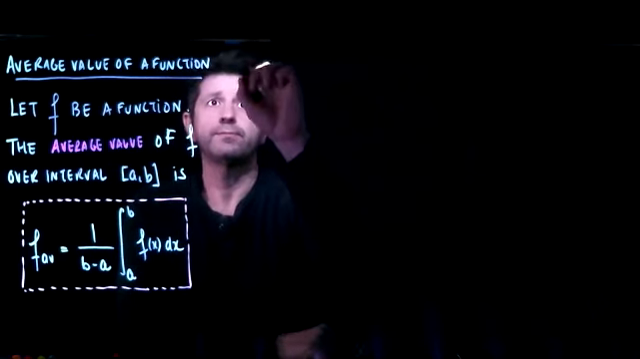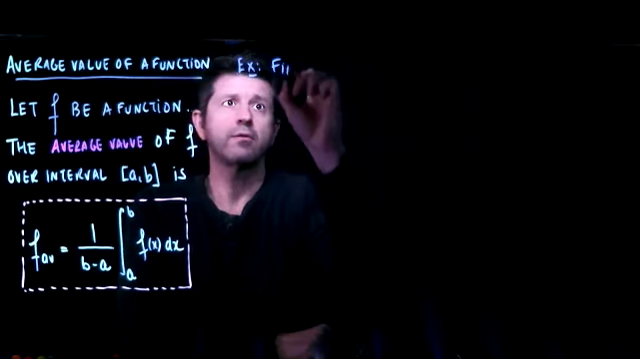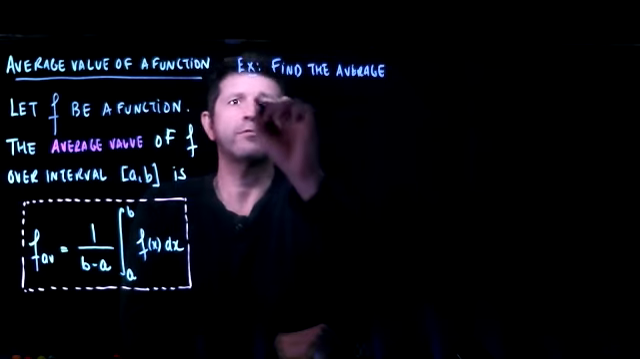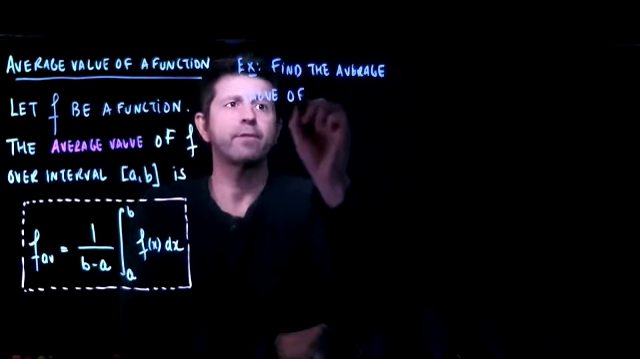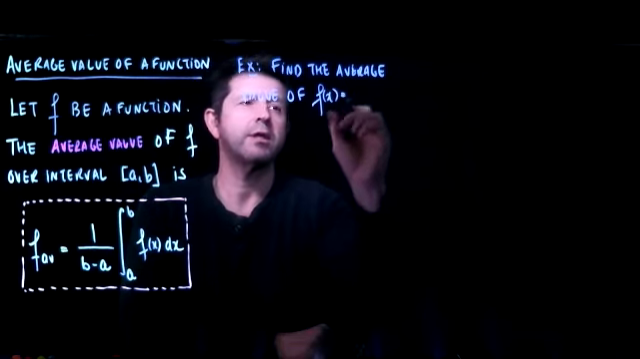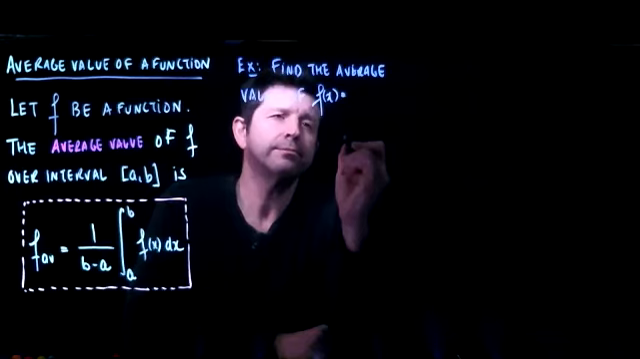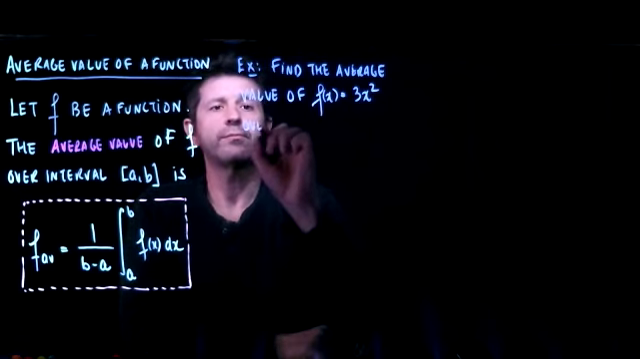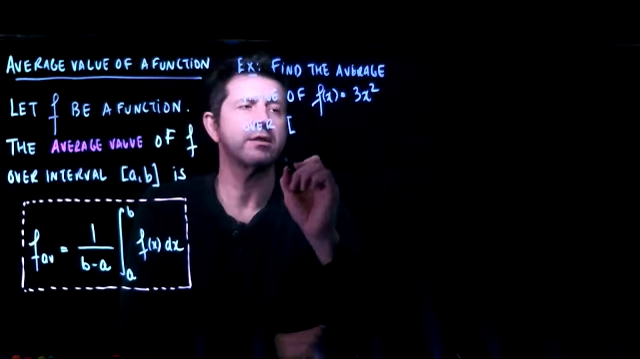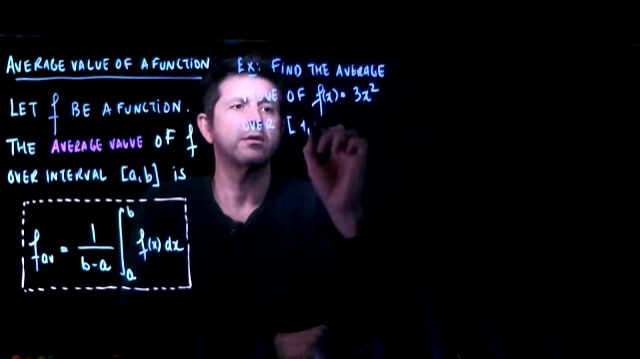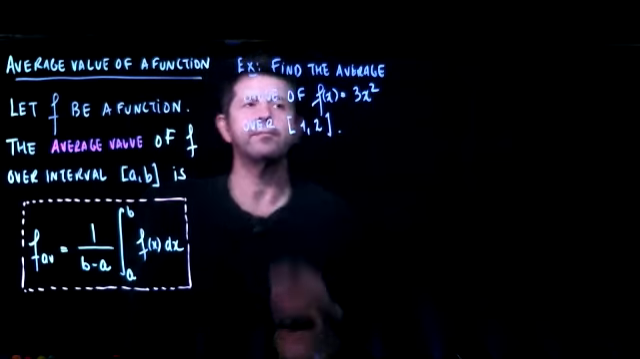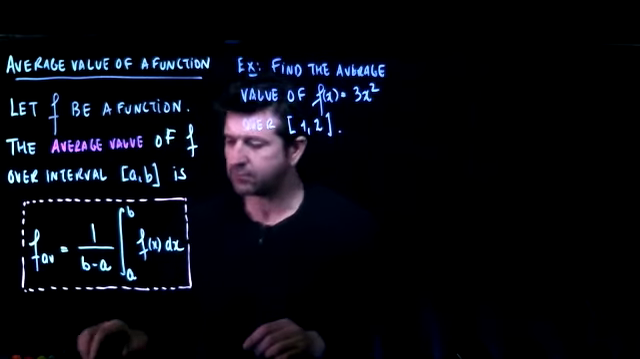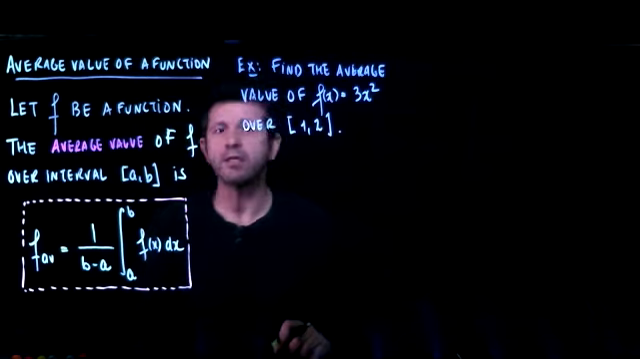Okay, so for example, find the average value of, let's say, f of x equals, easy one, 3x squared over the interval, let's say, 1, 2. Okay, so it doesn't get any easier than this.